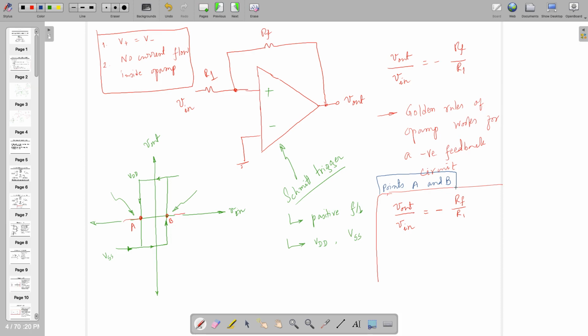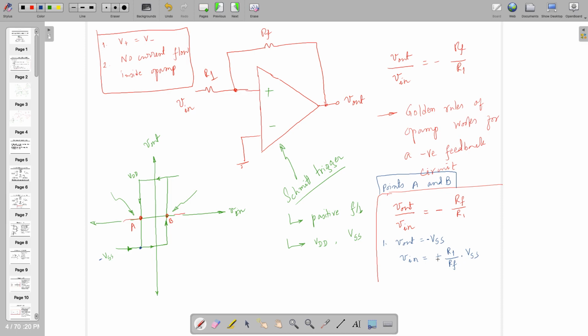And I need to find out the point Vin for which Vout is becoming either VDD or VSS. So let's have the case when Vout is equal to VSS. VSS is generally a minus term, right? You can see that it's on the minus side, below the zero line. So Vin is nothing but R1 divided by RF times VSS. So look at this. This particular result gives us information that when Vout is minus VSS, Vin is equal to R1 by RF times VSS.